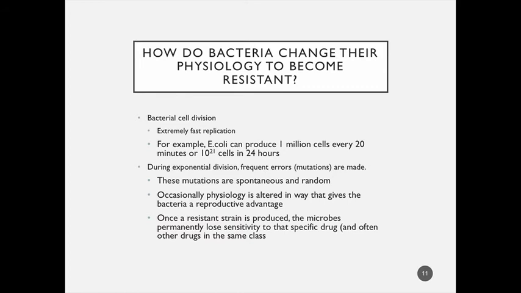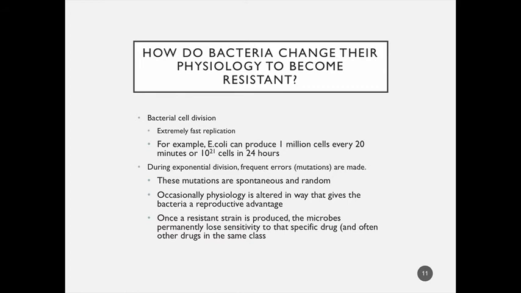And so these mutations are totally spontaneous, they're random, and sometimes they're detrimental to the bacteria, but occasionally physiology is altered in such a way that it gives the bacteria a reproductive advantage over the neighboring bacteria. And once that happens, the bacteria with the reproductive advantage is going to continue to divide and divide and divide, because that's what bacteria do. And it's going to pass that mutation on every time it divides, like we do when we copy genetic information.